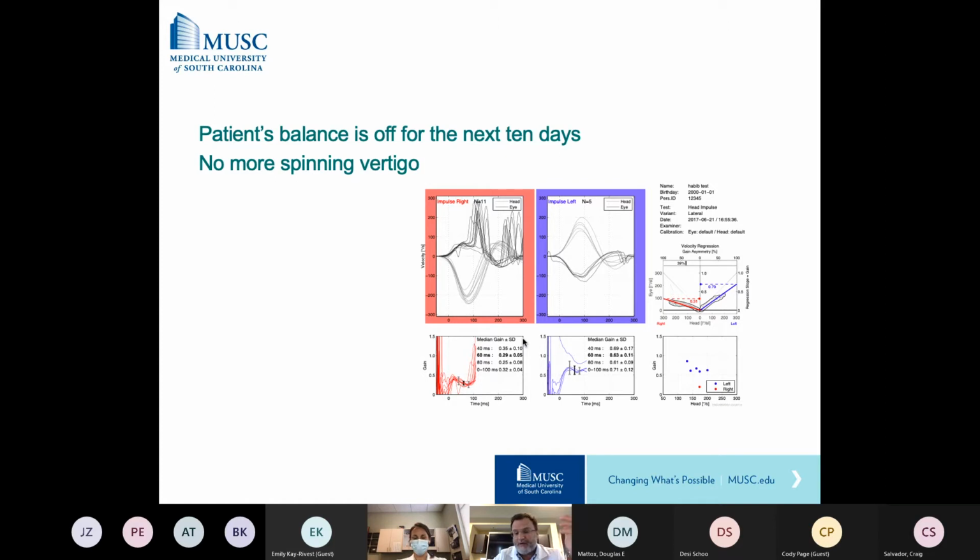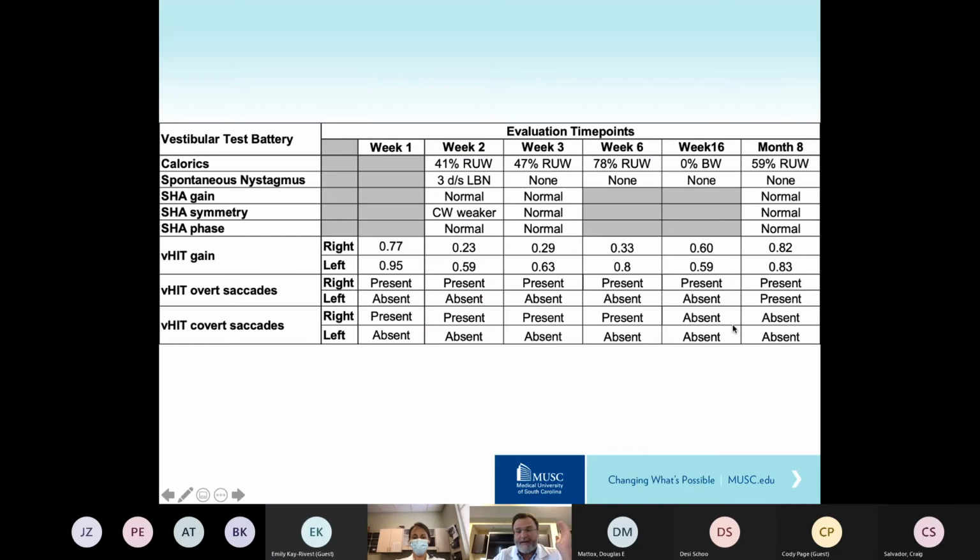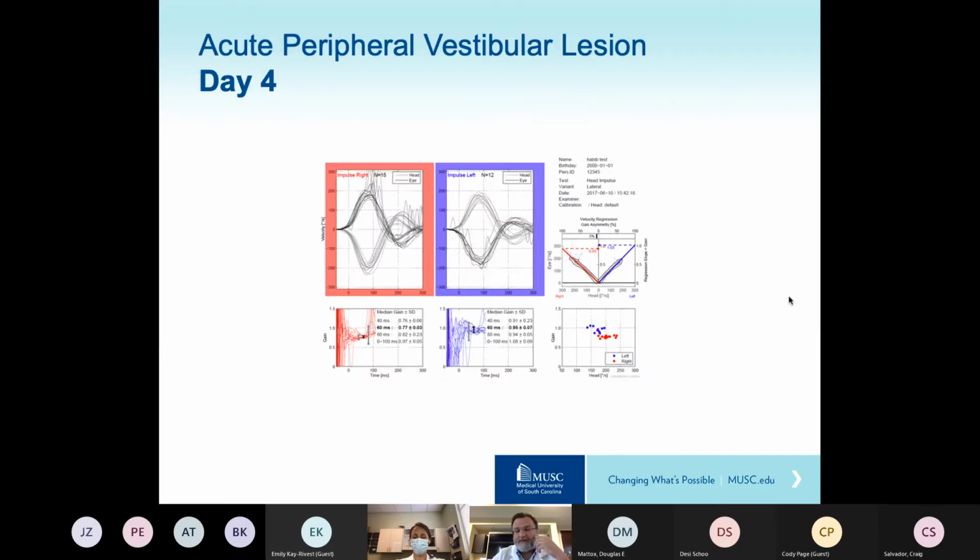There were no more spinning vertigo. The video head impulse test showed also a progressive improvement and stabilization. That's 36 days past status post onset. And finally, at month 8, the gain was back to 83% on the left, 82% on the right. There were still some saccades present, which will probably be lifelong. This is kind of a scar of the problem that occurred.